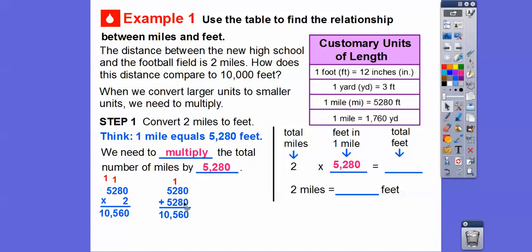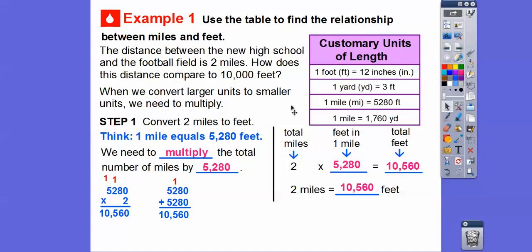So if you'd prefer just to add them, just think in new ways. If you get stuck in a little rhythm, then remember, it just means you're adding this number twice. So anyways, you get 10,560 right there. So that's what's going to go right there. So 2 miles is 10,560 feet.